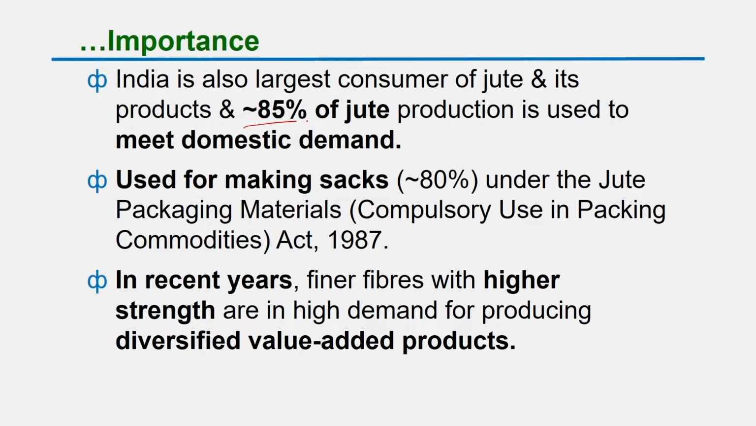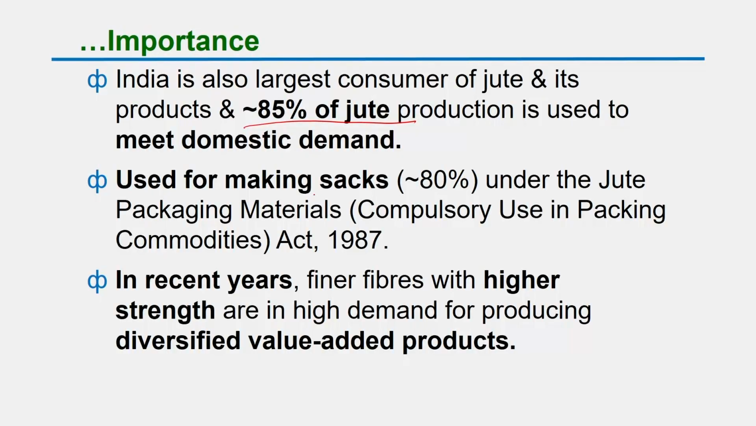India is also the largest consumer of jute and its products. About 85% of jute produced is used to meet domestic demand. Most of the jute produced in India is consumed here itself. Used for making sacks, bora. Sacks, about more than 80% or roughly 80% is used for making sacks under the Jute Packaging Materials Compulsory Use in Packing Commodities Act 1987.